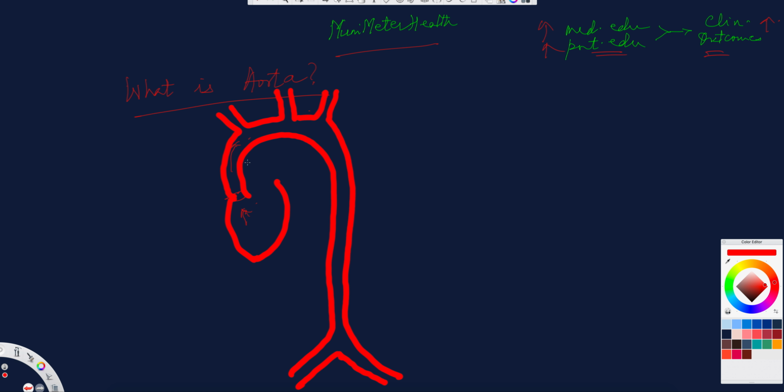So essentially, the aorta is the main trunk originating from the left ventricle. And remember, the heart has four chambers, and of course we'll talk about that in another video, but just so that you know, it's the main artery which is arising from the left ventricle.